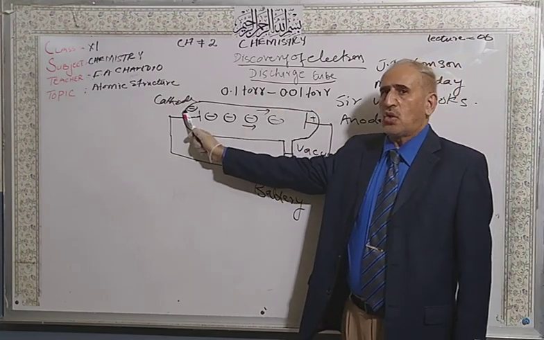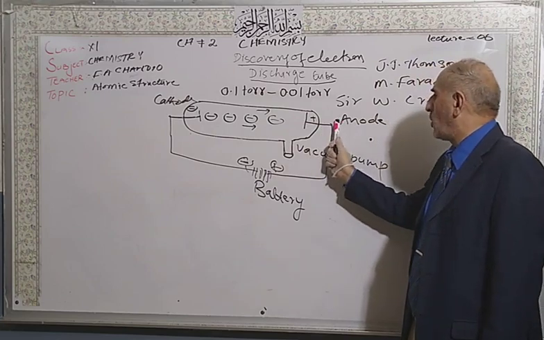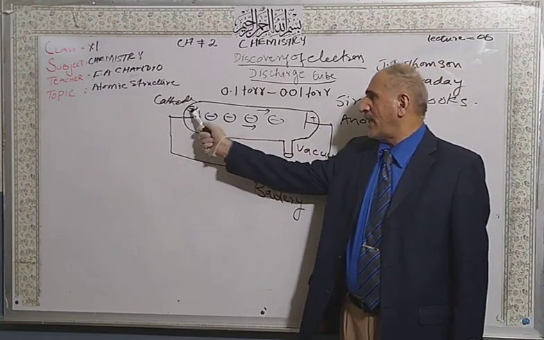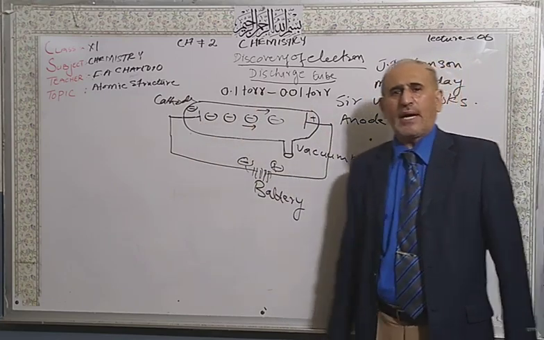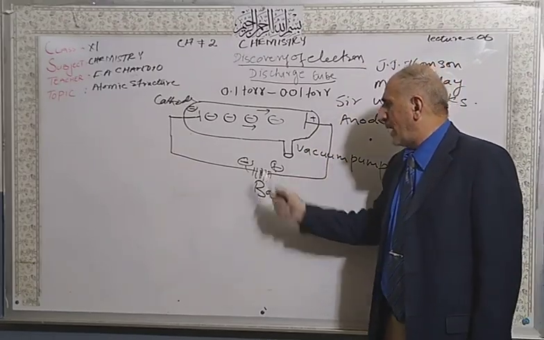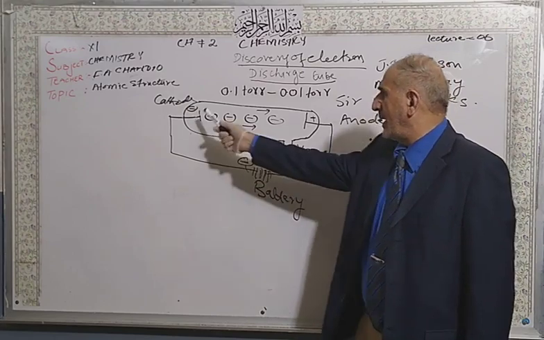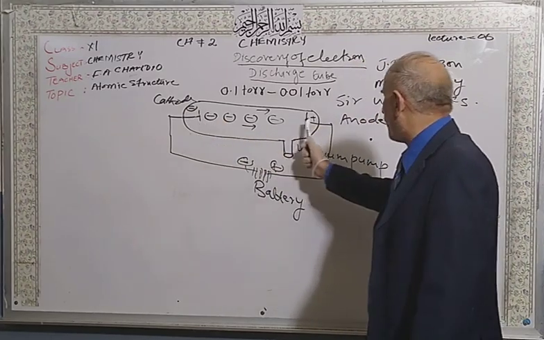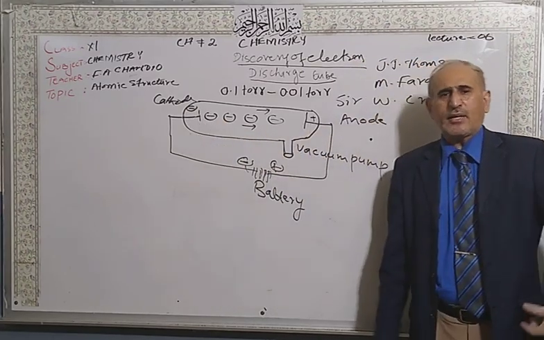This is the cathode electrode and this is the anode electrode. Cathode has a negative charge and anode has a positive charge. So there is a battery. The negative terminal is connected to the cathode and the positive terminal is connected to the anode.